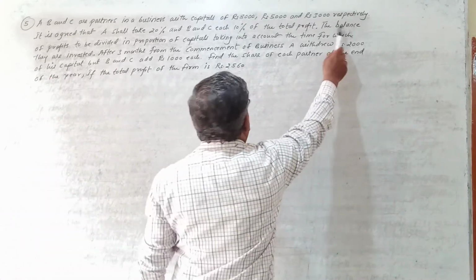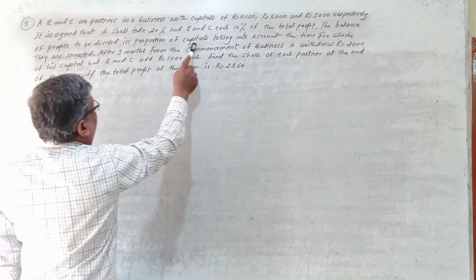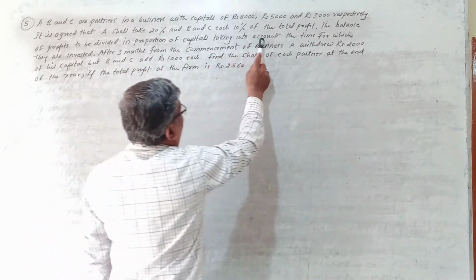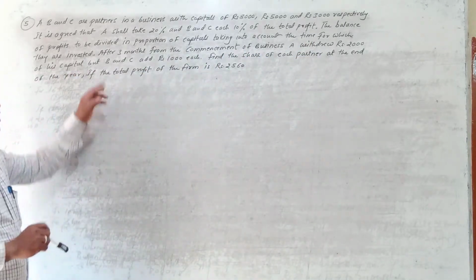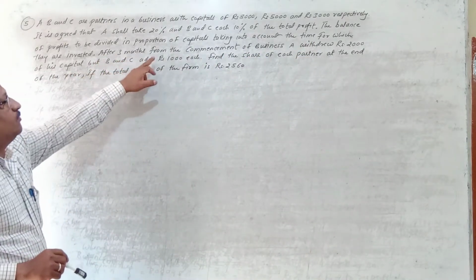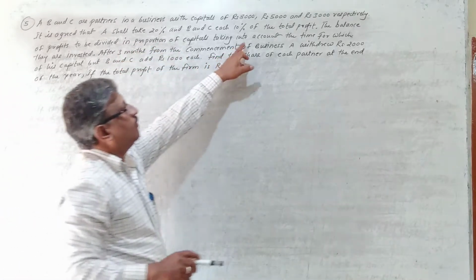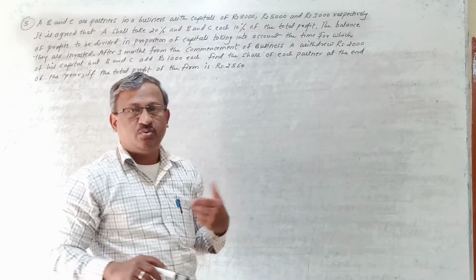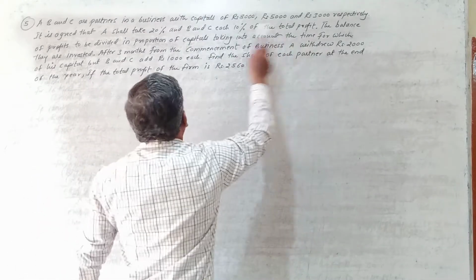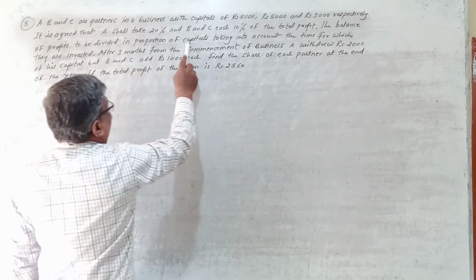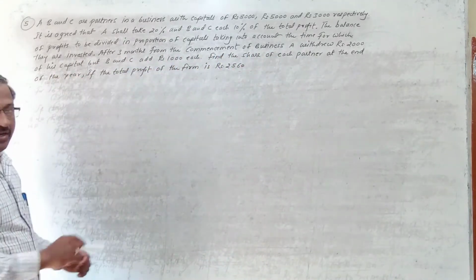Further they have said the balance of profit is to be divided in proportion of capitals, taking into account the time for which they are invested, after 3 months from the commencement of the business. So the balance profit that remains, we have to distribute in which ratio? Capital ratio. They have said the balance of profit is to be divided in proportion of capitals, taking into account the time for which they are invested.